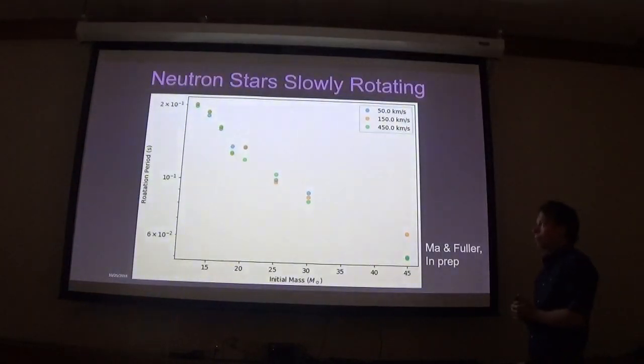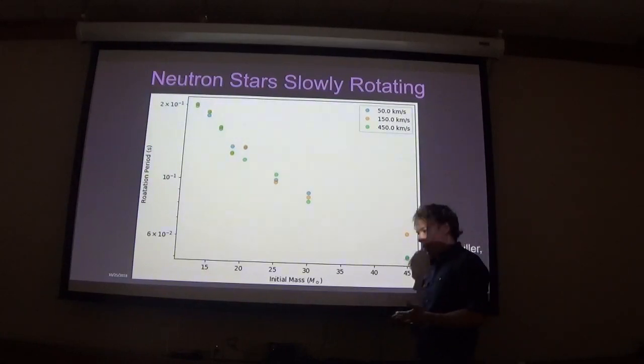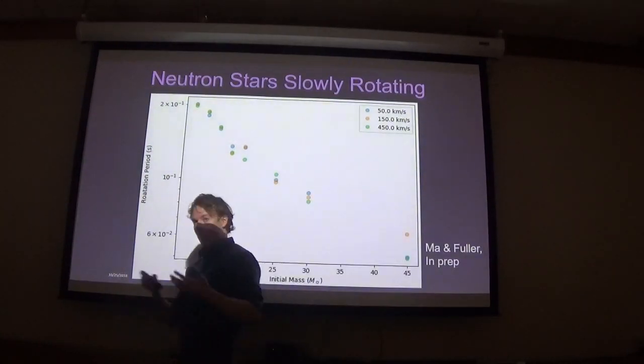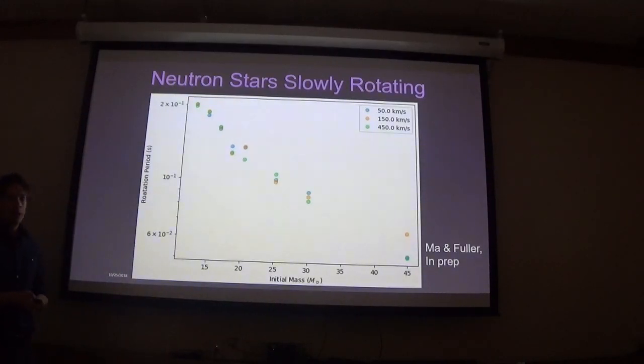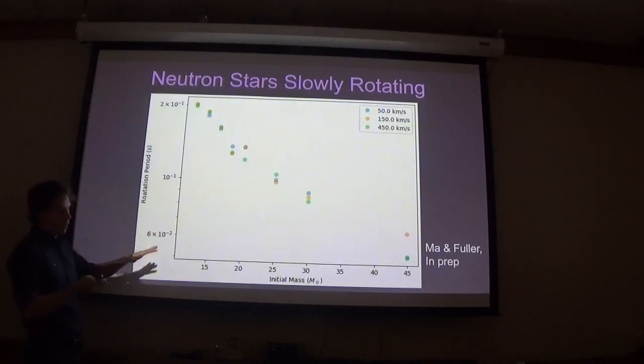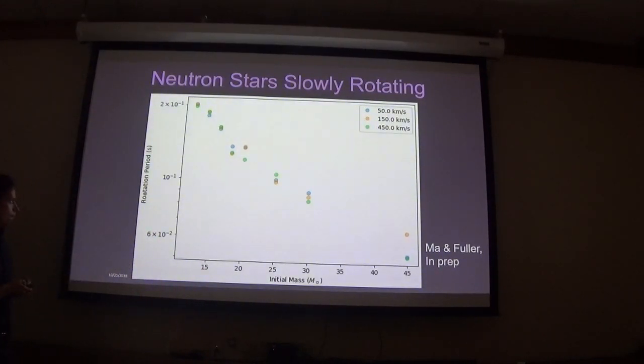Okay. So the next thing we did, we had this prescription. We wanted to see what it predicted for rotation rates of compact objects. I want to say this is still very preliminary, working on a paper right now, but some of these numbers could shift a little bit. But I think we're fairly confident in them now.